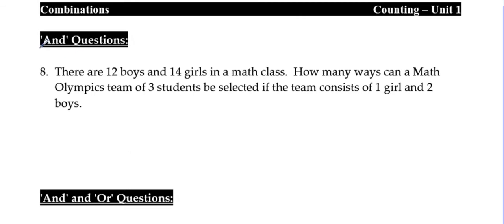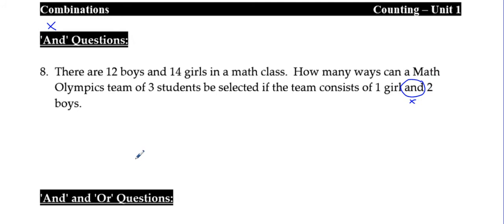And you're going to get questions involving and or. So if you remember, any question involving and means you're going to multiply. So there are 12 boys and 14 girls in a math class. How many ways can a Math Olympics team of 3 students be selected if the team consists of 1 girl and 2 boys? So that means multiply.